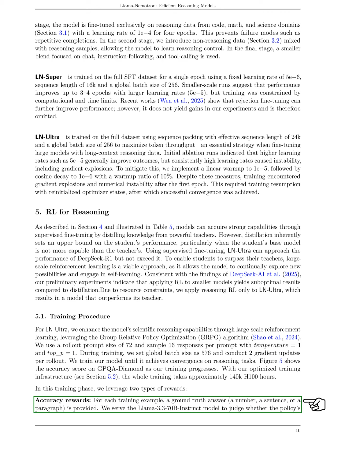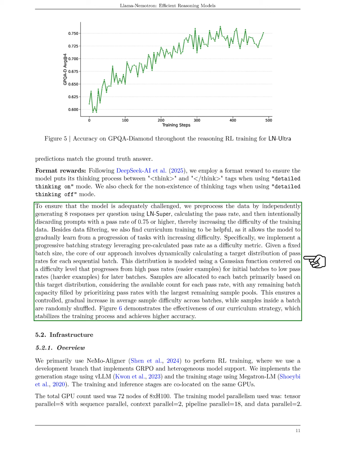During training, we utilize two types of rewards: accuracy rewards, where we compare the model's predictions to the correct answers provided by the Llama 3.3 70B Instruct model, and format rewards, which ensure the model uses specific tags for its reasoning process. To challenge the model, we pre-process data by generating multiple responses per question and discarding easier prompts, thus increasing the training data's difficulty. We also implement a curriculum training approach, gradually introducing tasks of increasing complexity, using a Gaussian function to model the desired distribution of task difficulties across batches.